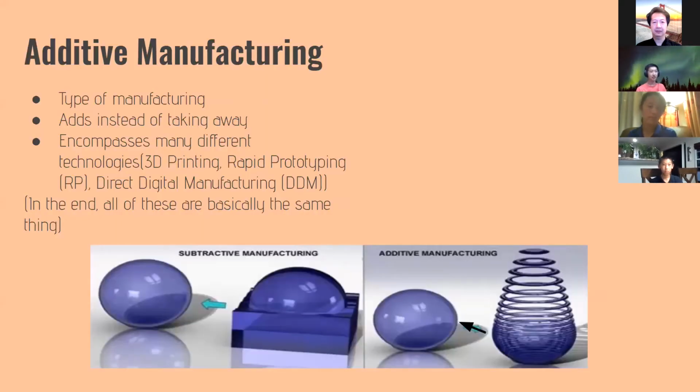So what is additive manufacturing? Basically it means layer by layer printing. Instead of normally taking a cube and taking away material to form the ball, it takes layer by layer and builds it up to make this ball. So what you basically want to take away is that it adds instead of taking away. There are a lot of different types of these.